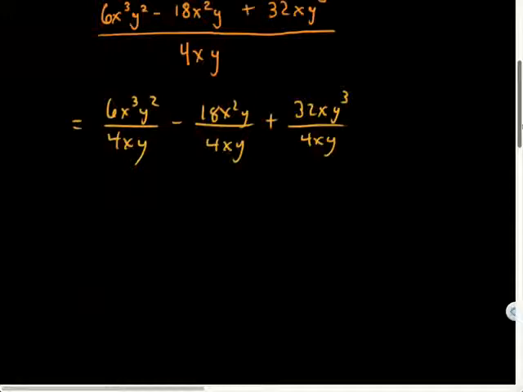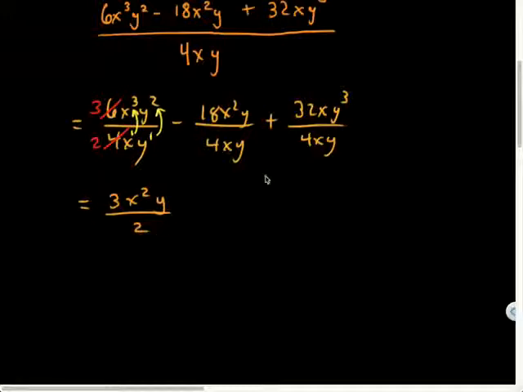Now I can treat each of these as their own individual simplification. Between 4 and 6, I could partially reduce those by 2. 2 goes into 4 twice, into 6 thrice. Between the x's, subtract the little guy from the big guy. And between the y's, let's do the same. So this would be 3x squared y all over 2.